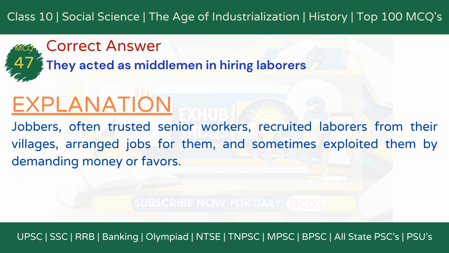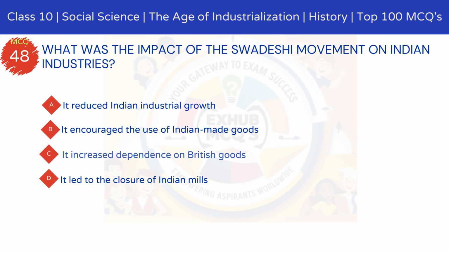The correct answer is option B. They acted as middlemen in hiring laborers. Explanation: Jobbers often trusted senior workers, recruited laborers from their villages, arranged jobs for them, and sometimes exploited them by demanding money or favors. MCQ 48.